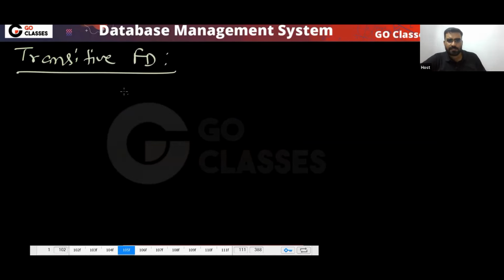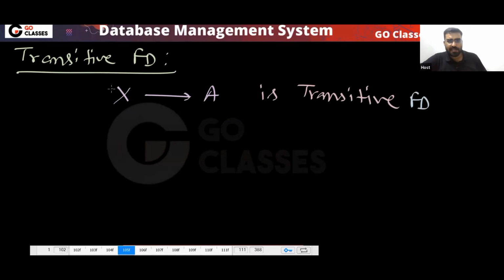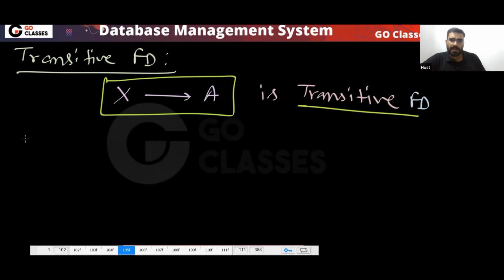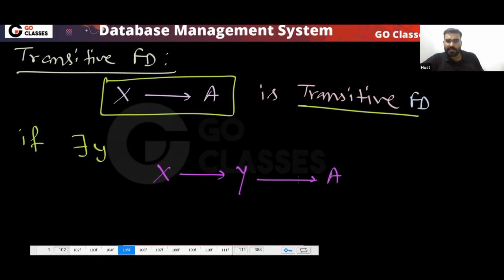What is the transitive functional dependency? I'm saying that X determining A. Remember I told you we will consider only single attribute. So X determining A, is it transitive? When can I say this FD is transitive FD? This FD is transitive FD if there exists some middleman, such that X is determining Y is determining A.